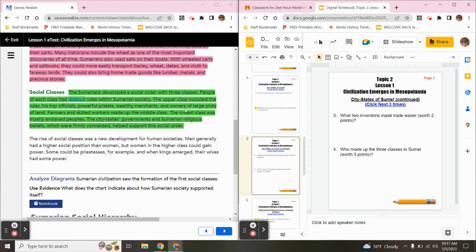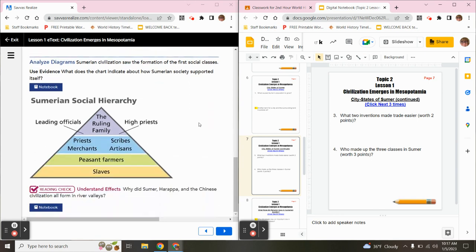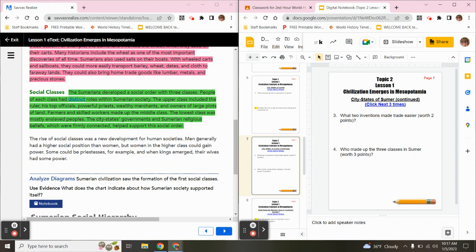So let's look at number 4. Who made up the 3 social classes in Sumer? This is worth 3 points. This digital notebook itself is worth quite a bit, being 30 points. We normally don't have them worth that many points, but this has lots of different answers. So give me one type of person from each class. I should have 3 answers here. You will find the answer in this green highlighted paragraph, or you can use this pyramid below. It is up to you.